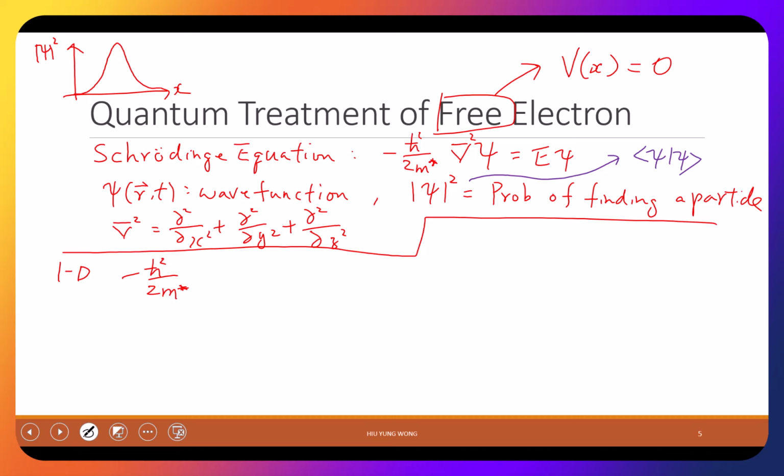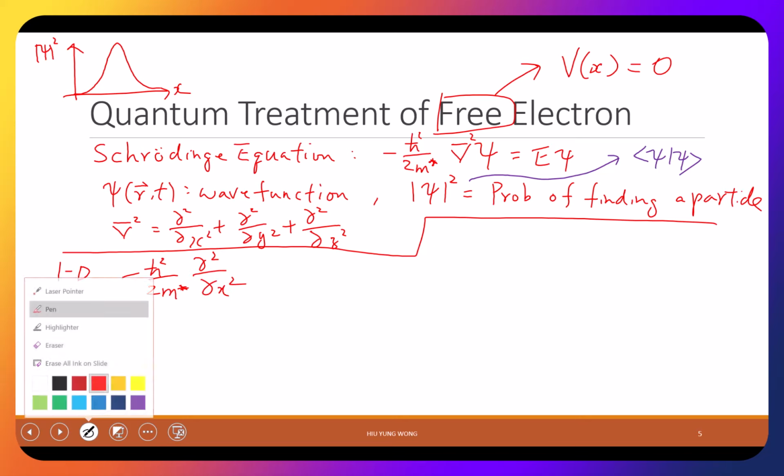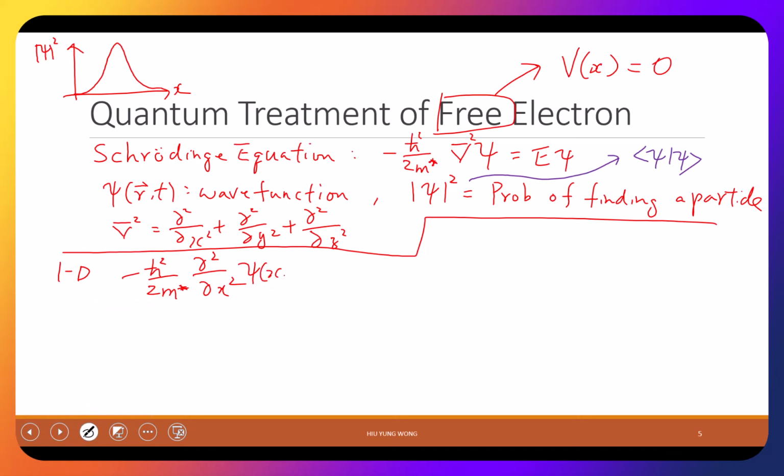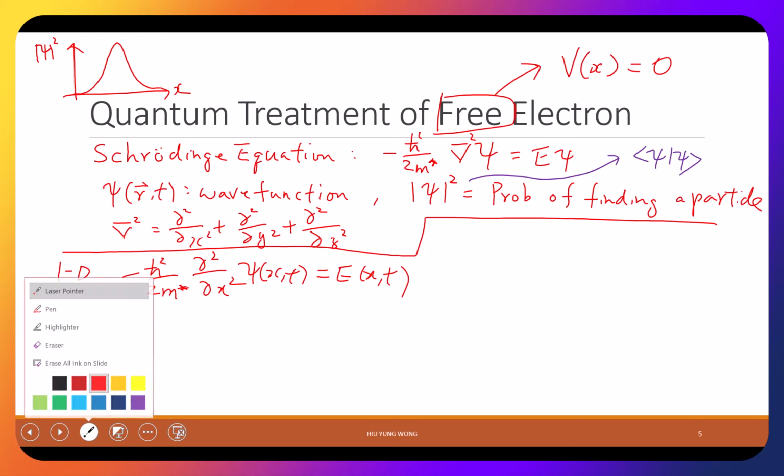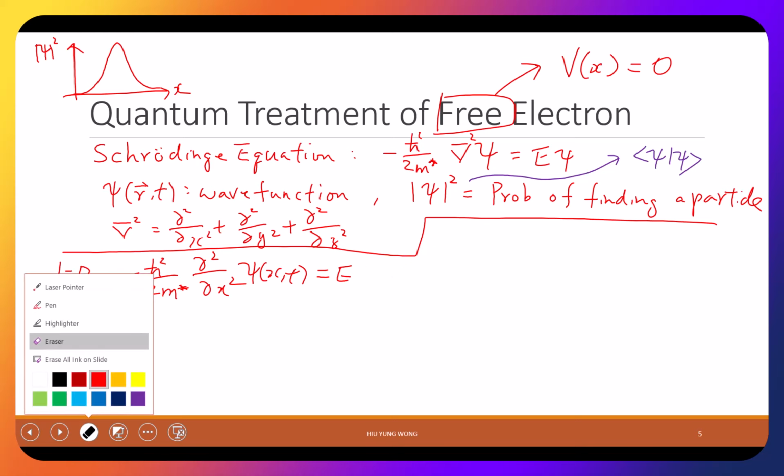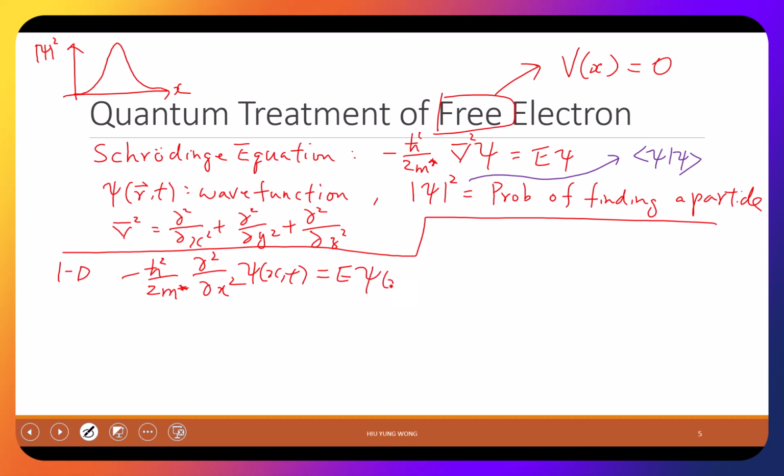Because it's 1D, I only need to consider partial square, partial x square. I don't have the y square and z square, and psi of x equals E psi of x. So basically we're asking, for a 1D condition, what would be the form of this psi? Again, this is a wave of the electron, right? Is this okay? Do you feel comfortable now with the assumptions that I have made so far?